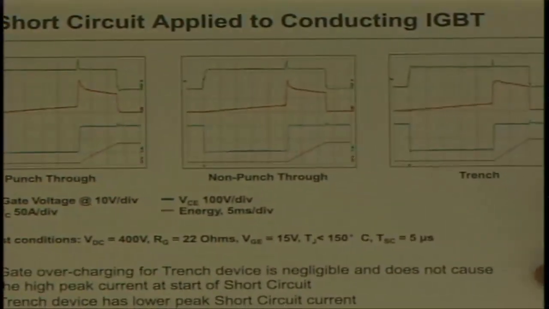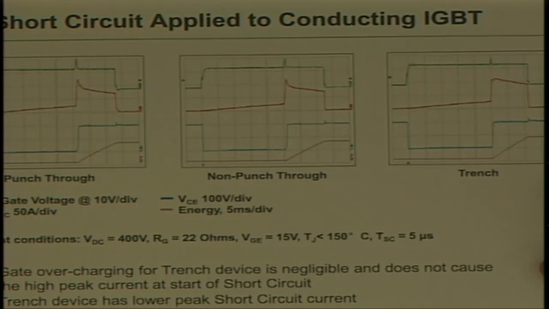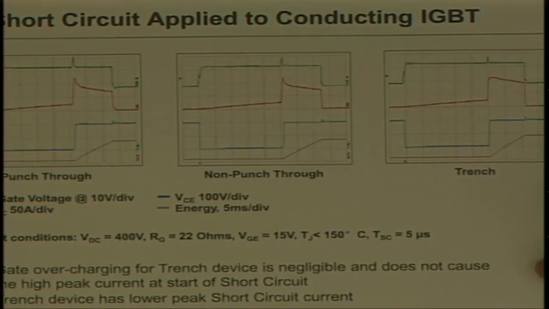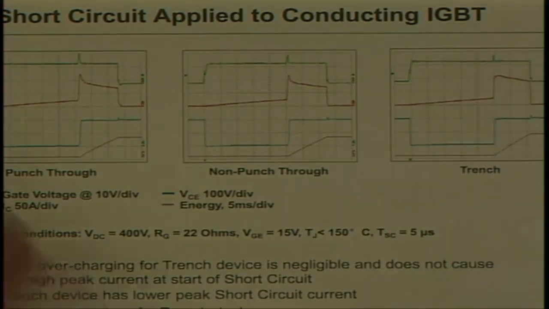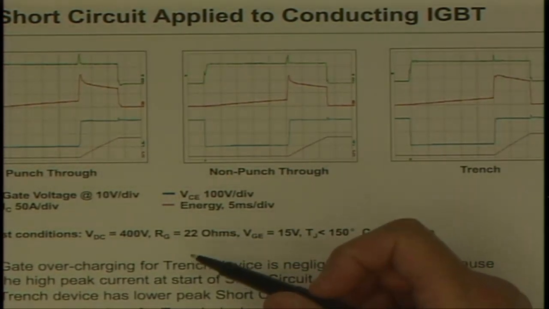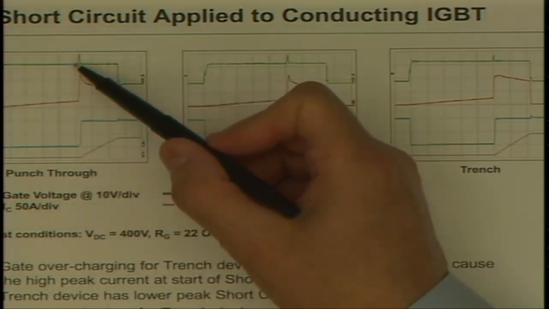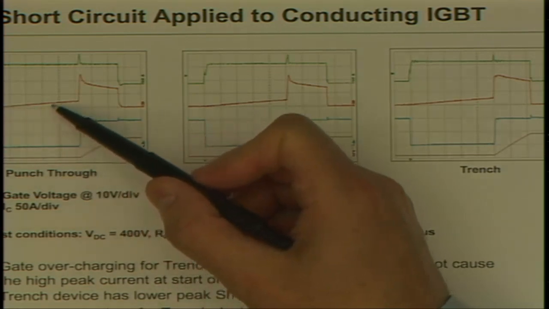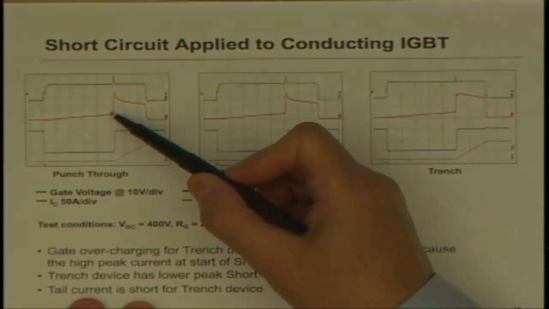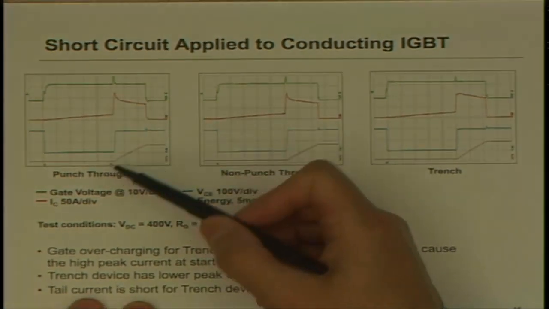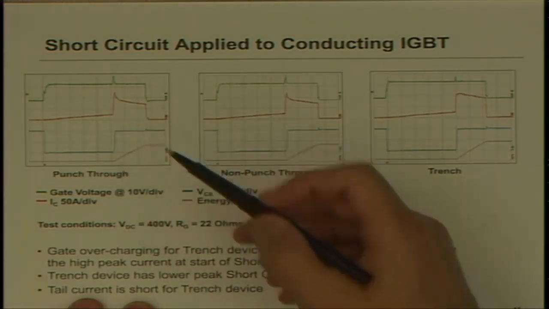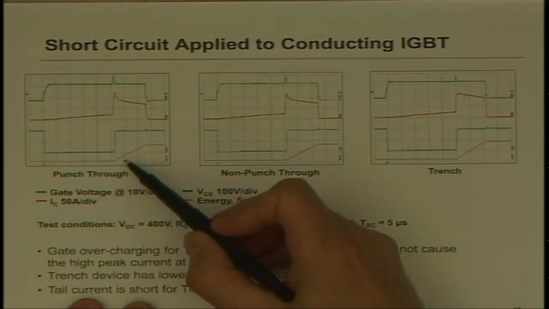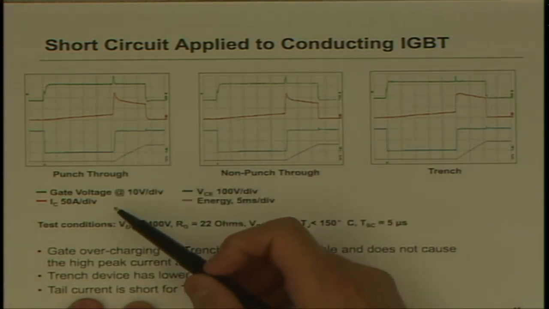All right, so I'll just show you some waveforms here and some issues that can occur when you apply short circuit. What you're looking at here is green, which shows the gate drive going to the IGBT. The red is the current at 50 amps per division, and blue shows the VCE of the device. And then the pink is the integration of V times I. This is the energy dissipated.